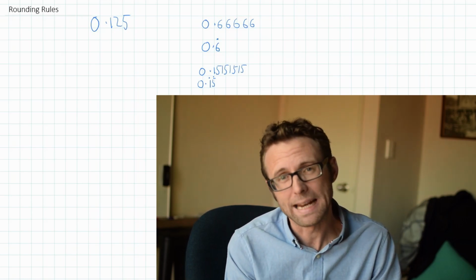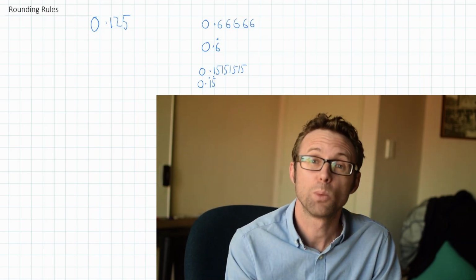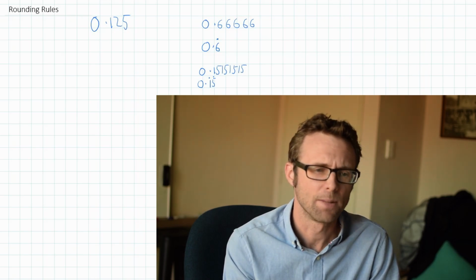The fifth rule is with money. You know this one, round to two decimal points. So you're rounding to the nearest cent.